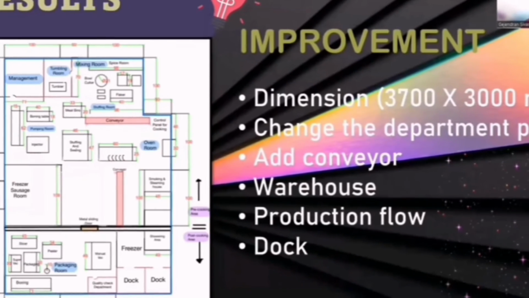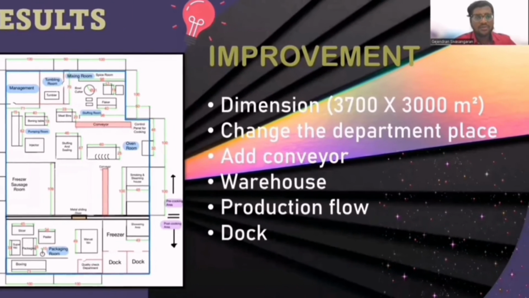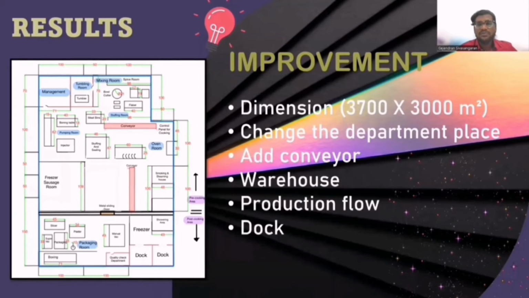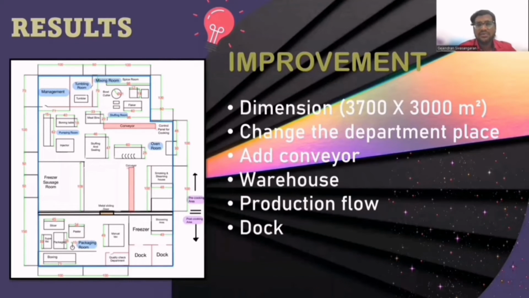Hi, my name is N. Sivasangaran. Today, I would like to present about the results. Based on the improvements done in our facility layout, the new design is designed with AutoCAD software. The dimension of the new design is 3,700 by 3,000 meters square.